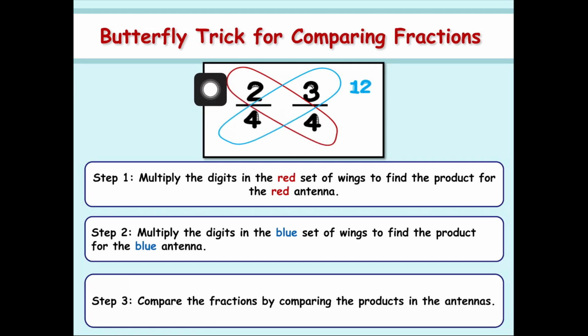So 2 times 4 makes 8, and 3 times 4 makes 12. So step 1, I multiply the digits in the red set of wings to find the product for the red antenna. The red set of wings was 2 times 4, and that gave me 8. Step 2 was to multiply the digits in the blue set of wings to find the product for the blue antenna. And we already said that 4 times 3 makes 12. Then I can compare the fractions by comparing the products in the antennas. So let's look, which antenna is bigger? The 8 or the 12?